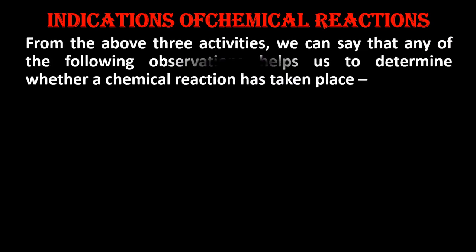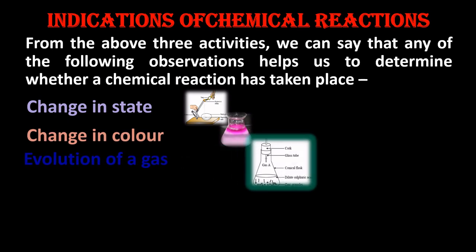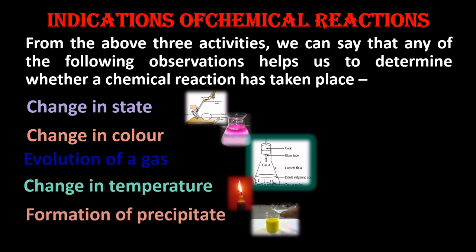From the above three activities, we can say that any of the following observations help us to determine whether a chemical reaction has taken place or not. Number one is change in state. Number two, change in color. Number three, evolution of gas. Number four, change in temperature. Number five, formation of a precipitate.